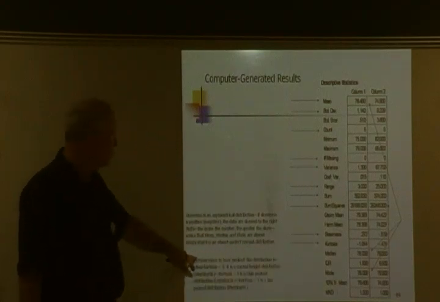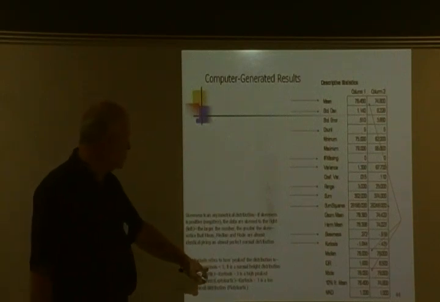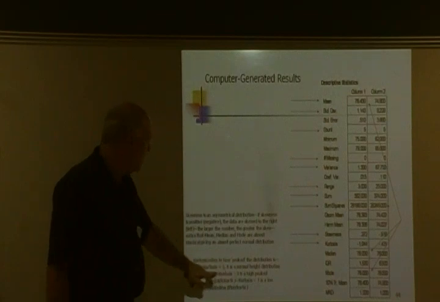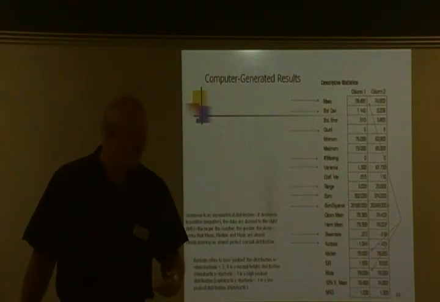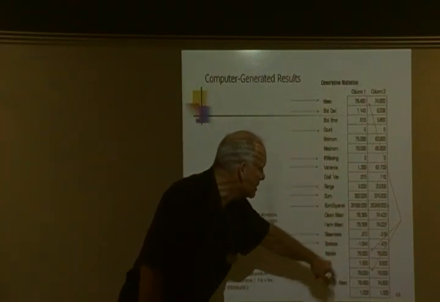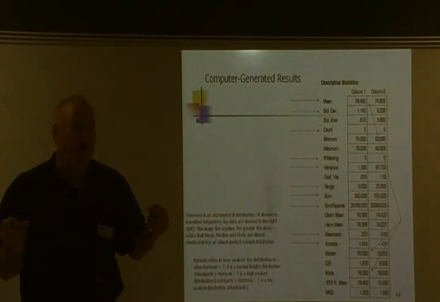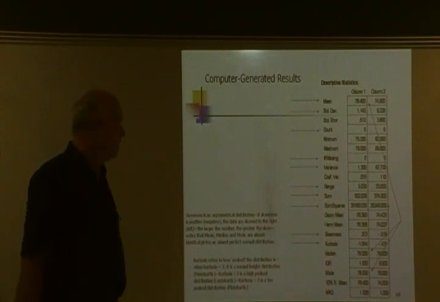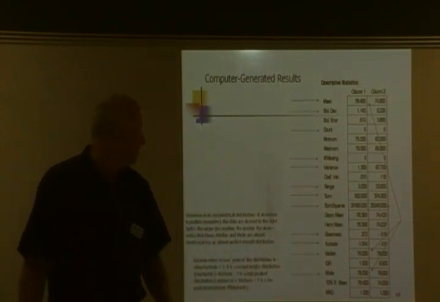Then you get this thing of kurtosis, which is how peaked the distribution is. So when kurtosis equals 3, it's a normal height distribution. When it's greater than 3, it's peaked, and when it's less than 3, it's flat. So what we have here is something that's less than 3? So we're going to have more of a flat-looking distribution. Then you get the median, and then you get the mode.